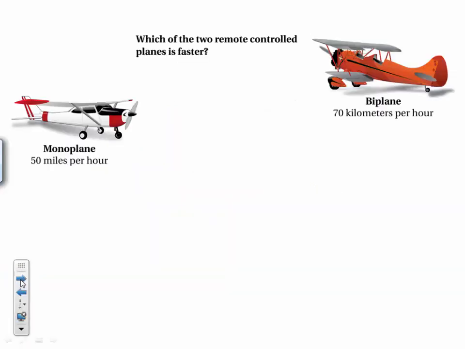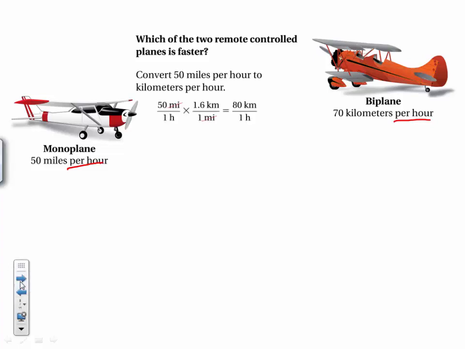All right, word problem. Which of the 2 remote controlled planes is faster? Now we're getting into more rates. We have 50 miles per hour and 70 kilometers per hour. Notice that the per hour is the same, so we're only really concerned with converting miles to kilometers or kilometers to miles. We're going to start by converting 50 miles per hour to kilometers per hour.